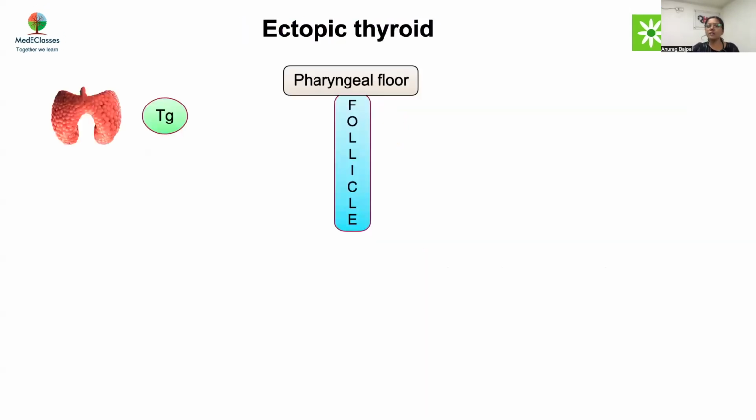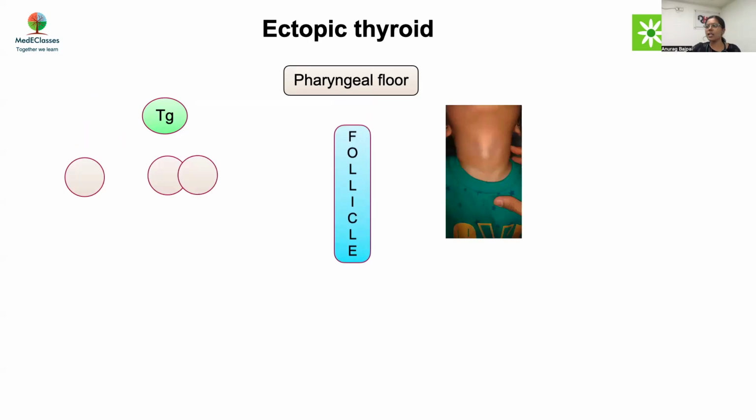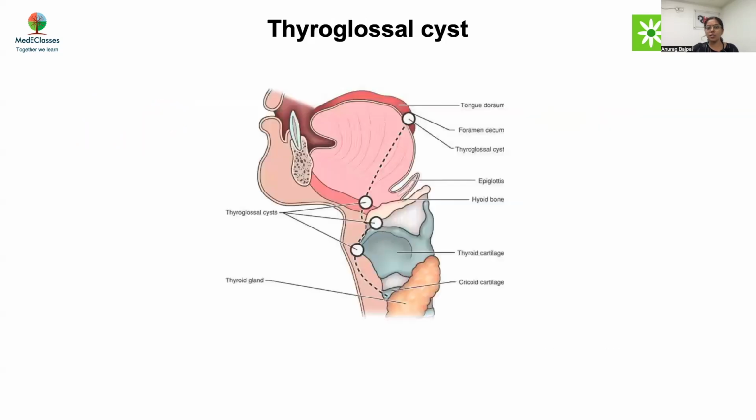Ectopic thyroid occurs when there is a descent of the thyroid gland from the foramen cecum, and that descent is arrested at some place. There is occurrence of ectopic thyroid, which has only follicular tissue. There is no parafollicular part. Only the gland is present, and it presents like a goiter. On nuclear scan, it can be detected. It can present like hypothyroidism. It moves with deglutition.